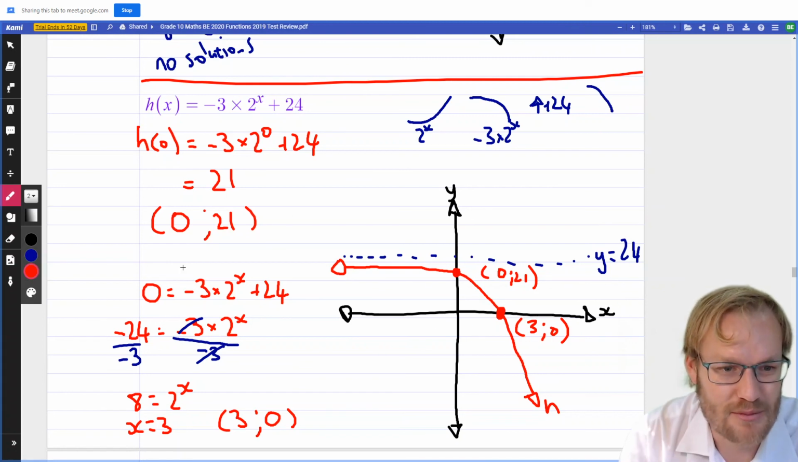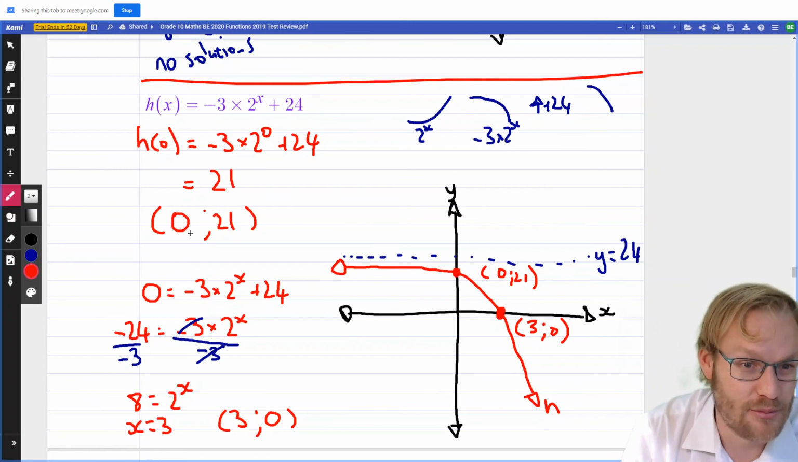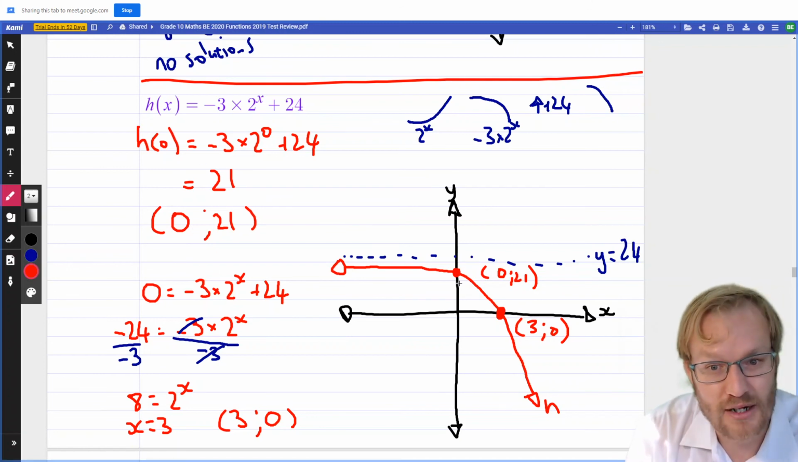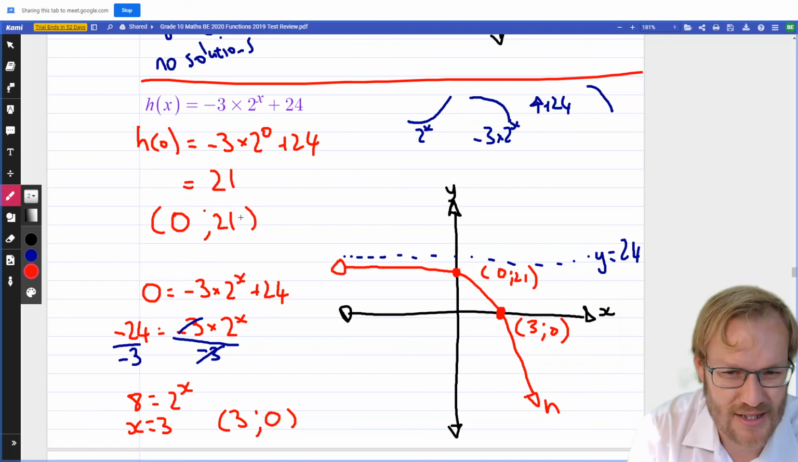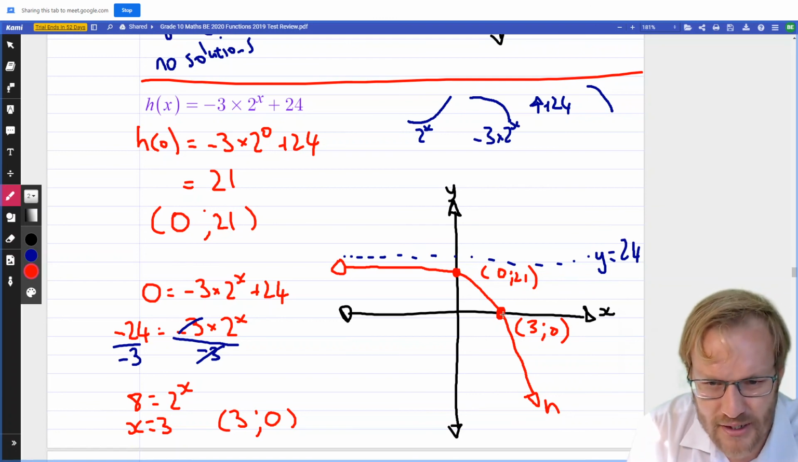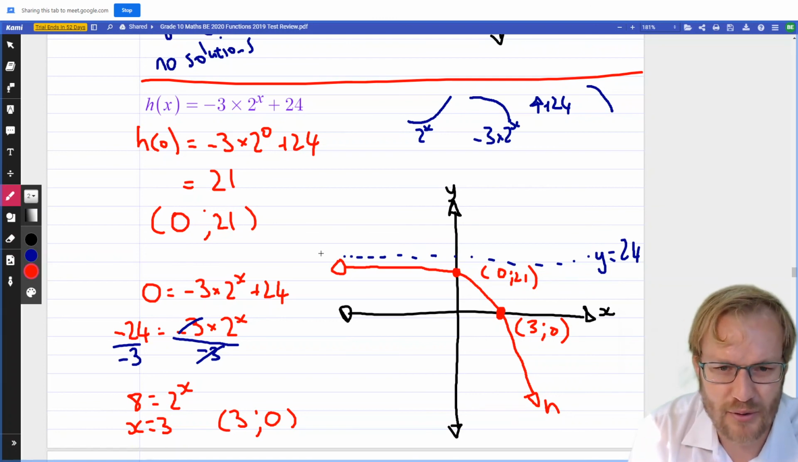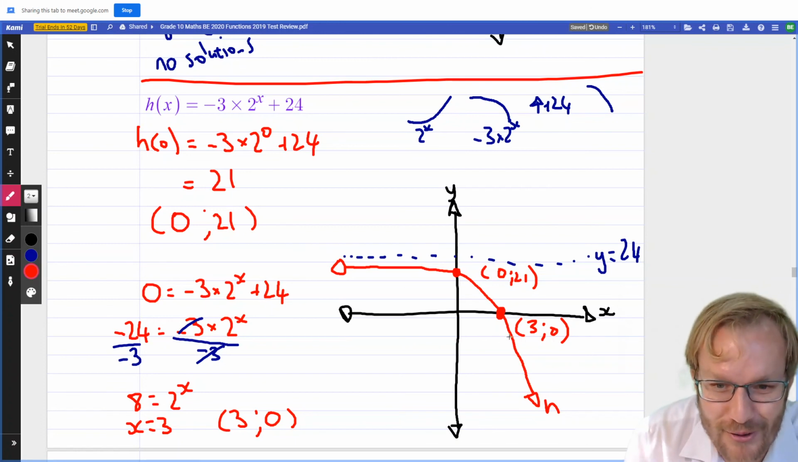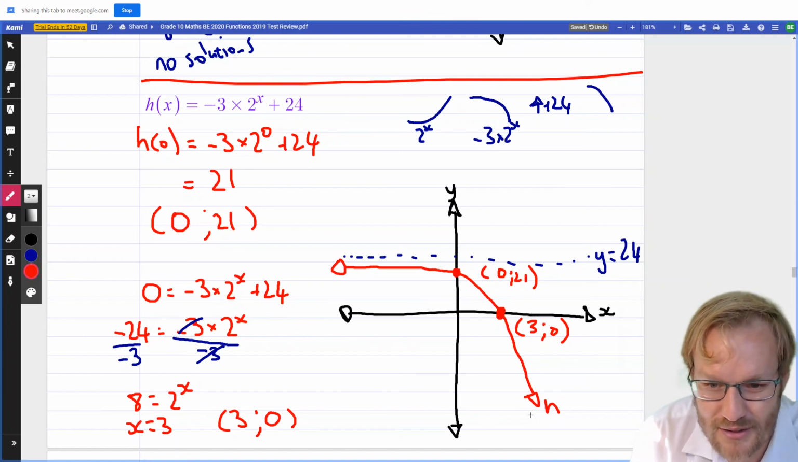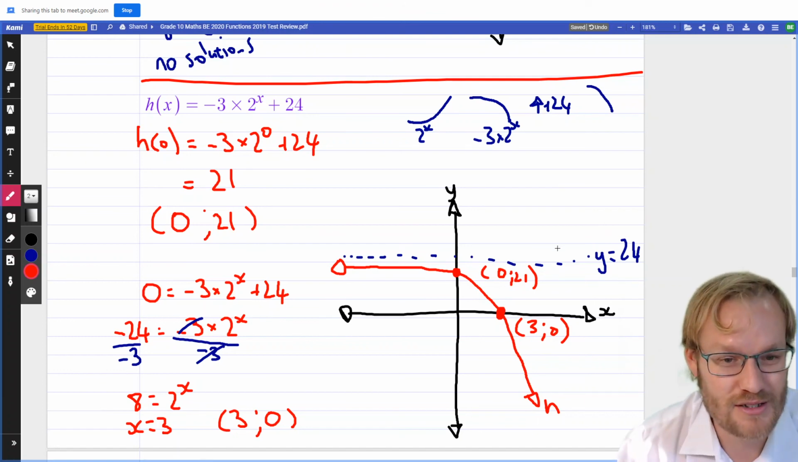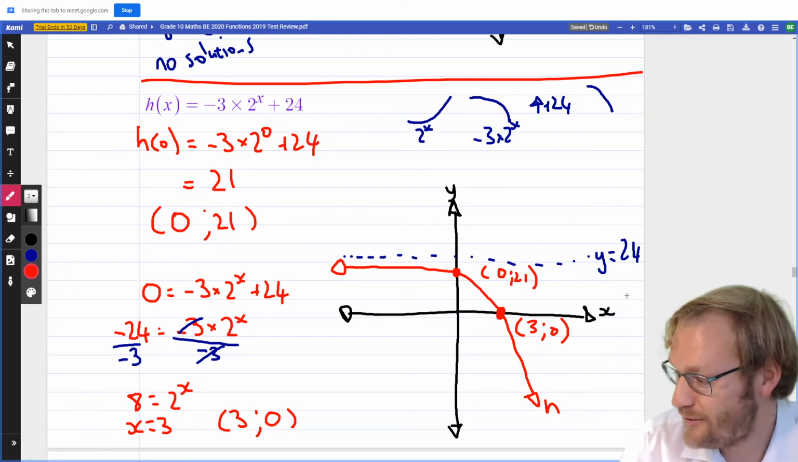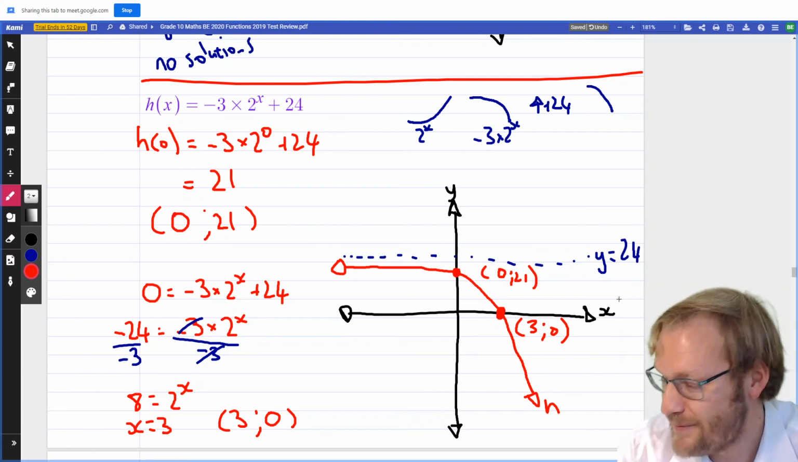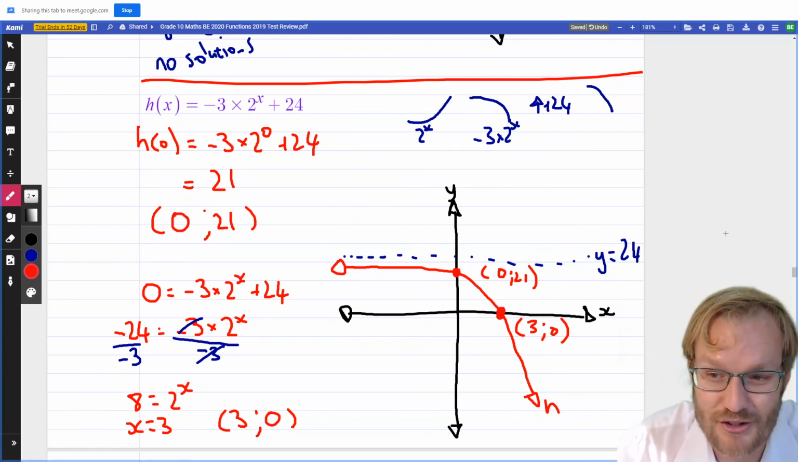Our algebra would help enforce what our thinking should be, what the graph should look like. 0, 21, and 3, 0. Well, now there's only one way I can draw this. I'm sorry, I just can't think of another way to draw an exponential that's going to go through those 2 points. So that's a quick run through of exponential functions at least.